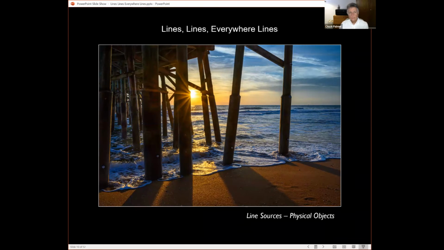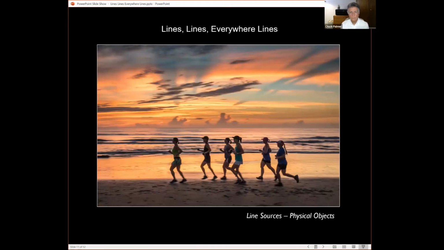So in this image, choosing to include the poles of the pier adds vertical and diagonal lines to our composition. And we'll talk more about how this might impact the feelings and how our viewers may deal with these lines in the composition. Another example where people are the physical objects that form the vertical lines in our composition.